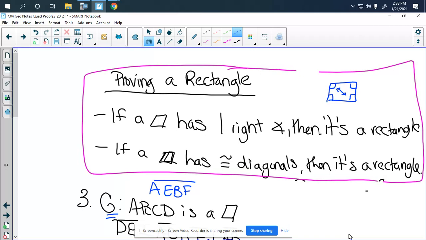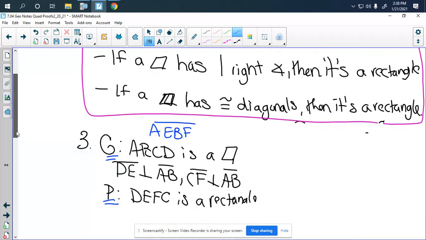The other way of doing it is to get the parallelogram to have congruent diagonals. And if you can do that, then you know it's a rectangle as well. The other way is if you have just a quad, so you don't get it to be a parallelogram first, and then you get it to have 4 congruent angles. So you get it to be equiangular. And if you have a quad with all 4 angles that are congruent or equal, then you know it's a rectangle.